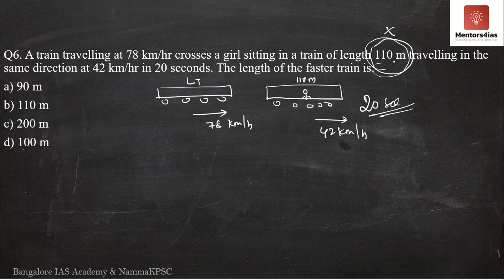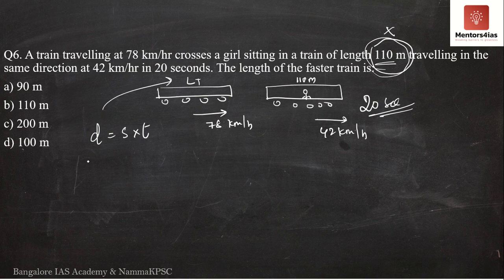But we know that this information is entirely unnecessary, because the question is saying that this train takes 20 seconds to cross the girl and not the train itself. If it had said it takes 20 seconds to cross this train, then yes, we need 110 meters, or else it is not required. So again, same thing, distance is equal to speed into time, where distance is what?